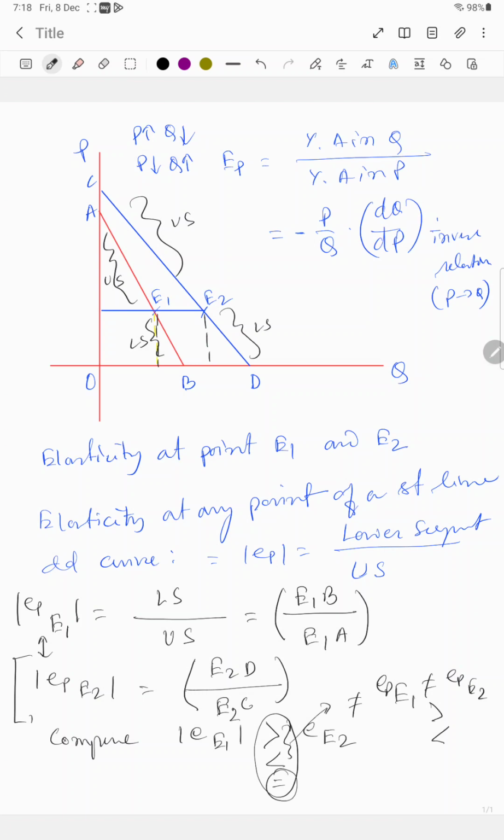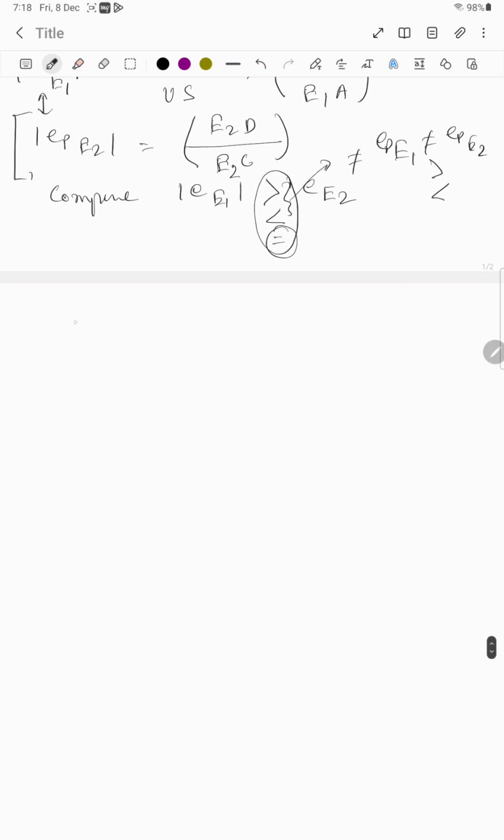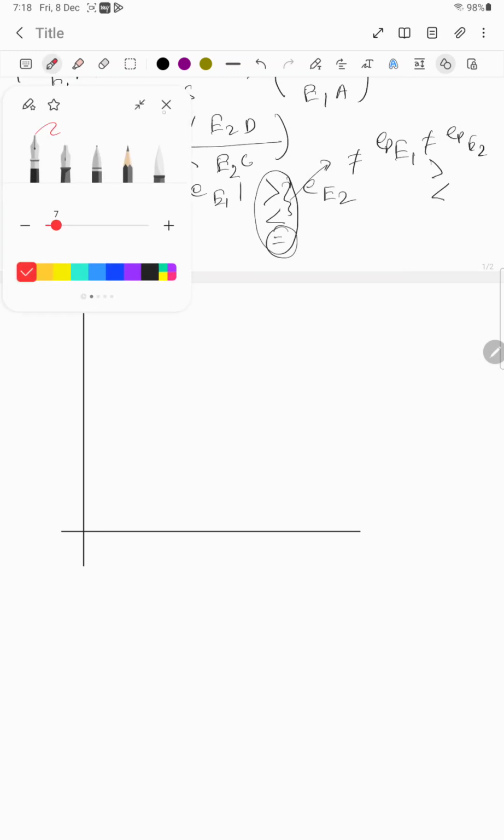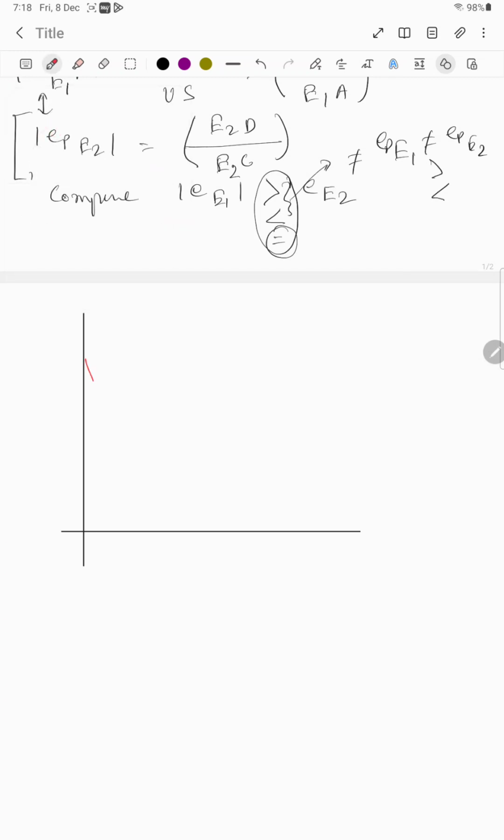So if I draw a right angle triangle, let's take another page. Suppose this is my triangle. This one is 90 degrees.